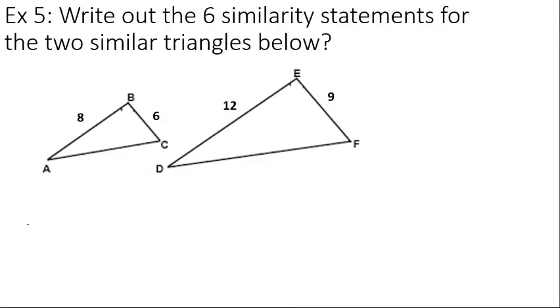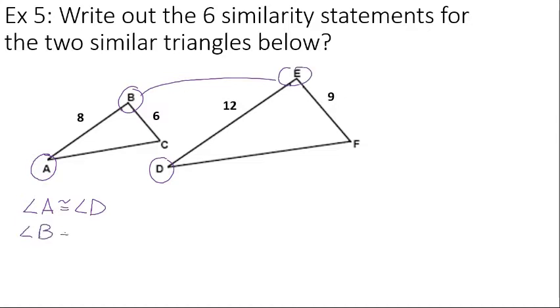Okay, example 5 says write out the 6 similarity statements for the 2 triangles below. So what I do first is look at the corresponding angles. So I know A and D go together. So I'm going to say angle A is congruent to angle D. B goes with E. So I say angle B is congruent to angle E. And the last one, C, goes with F. So I say angle C is congruent to angle F.